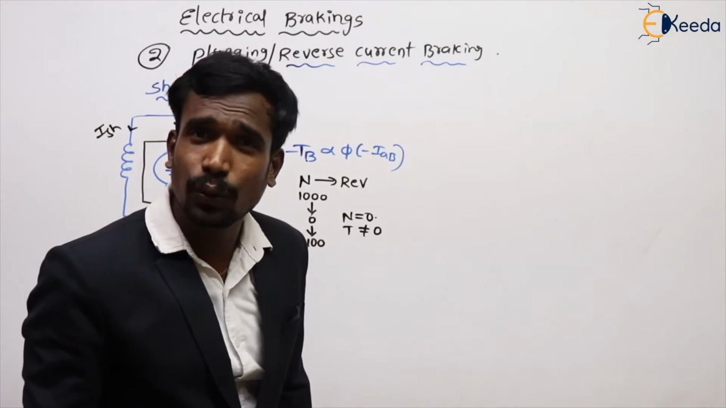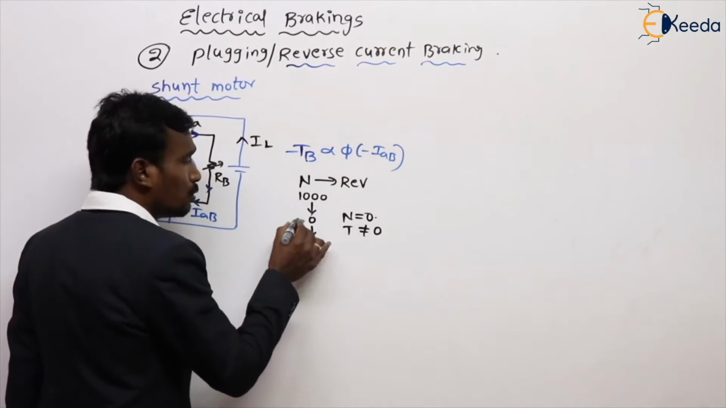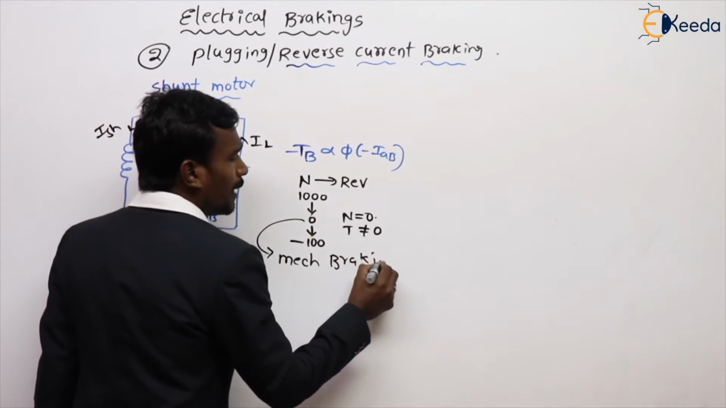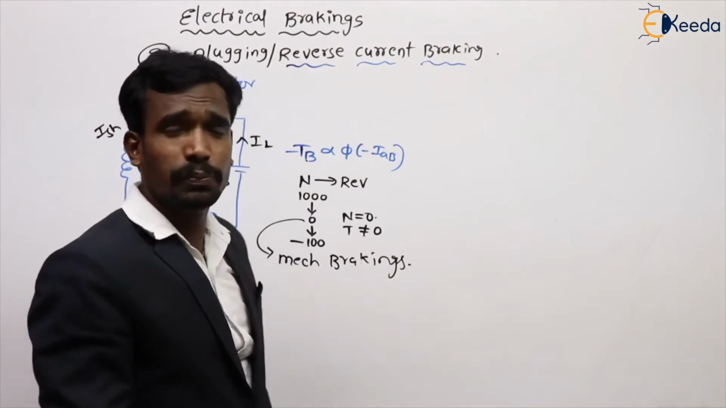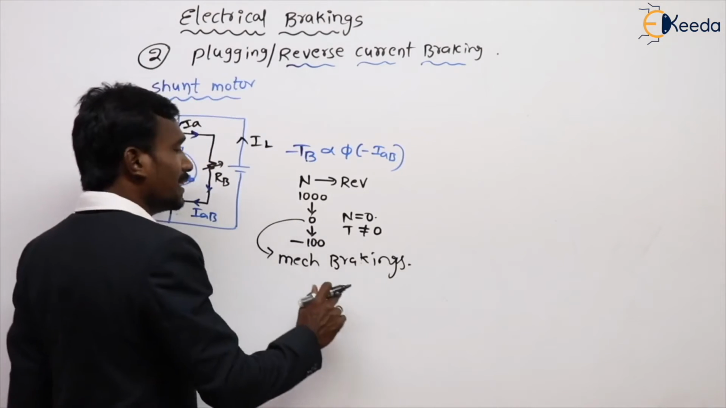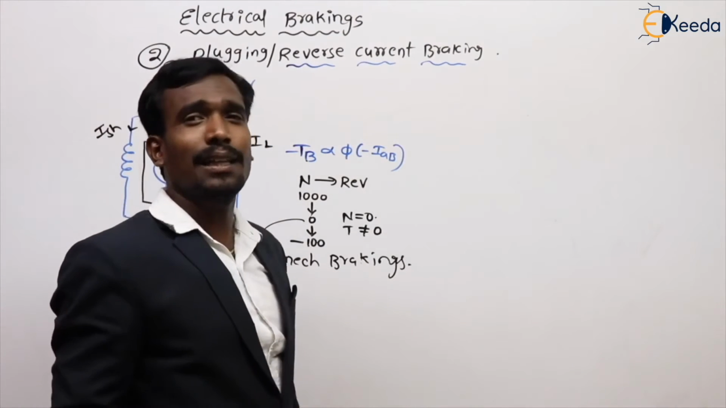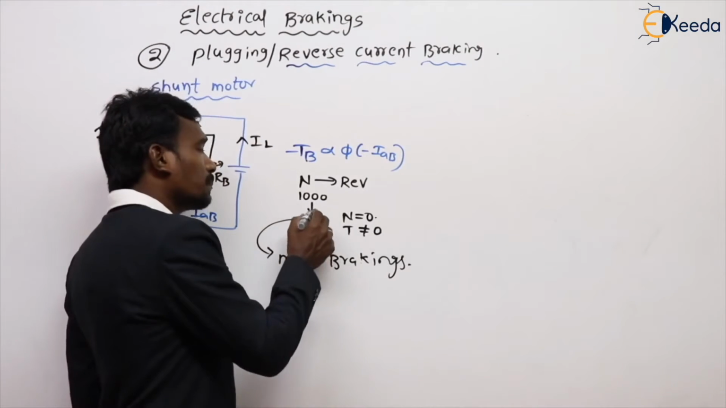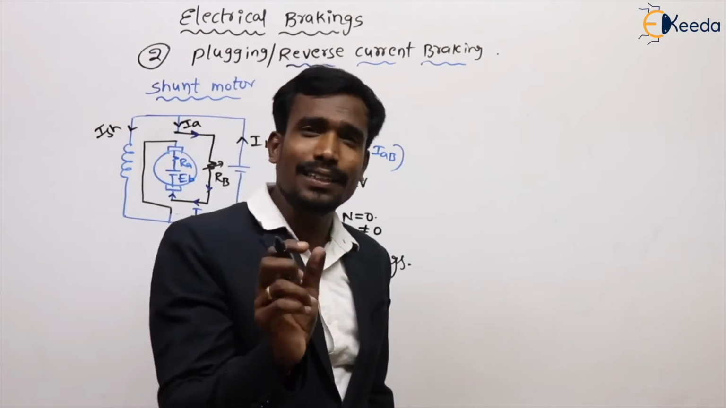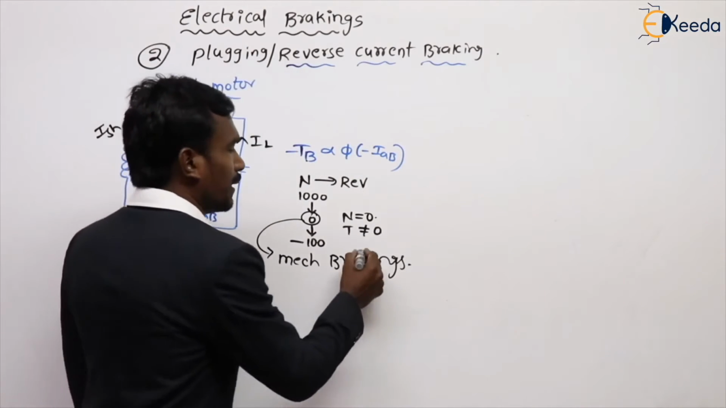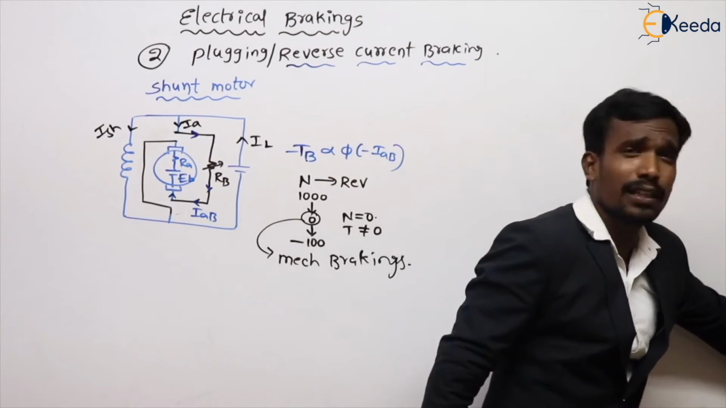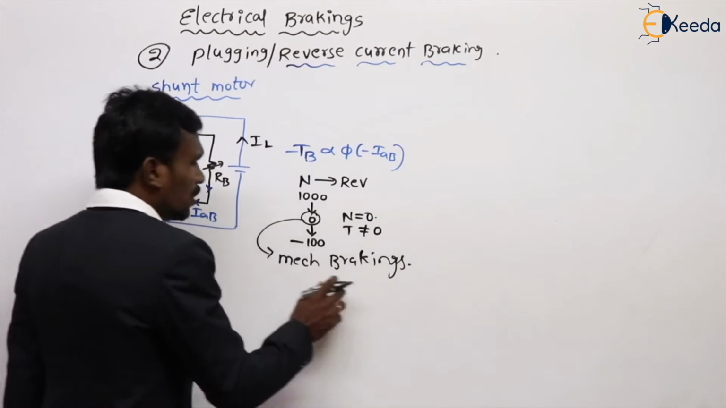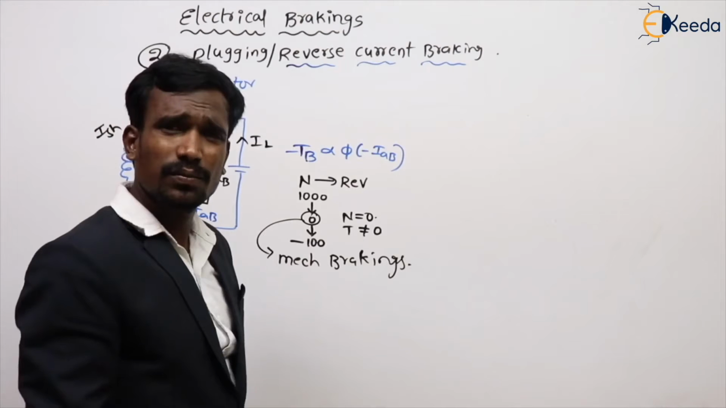Then what do I have to do? We have to apply mechanical braking when the speed comes to nearly 0. At that condition, we apply mechanical brakings, then we can get 0. When our speed reaches nearly the 0 point, try to apply mechanical brakings. This is a very important thing in our machines. What is that? Plugging, right? So this is plugging and reverse current braking.